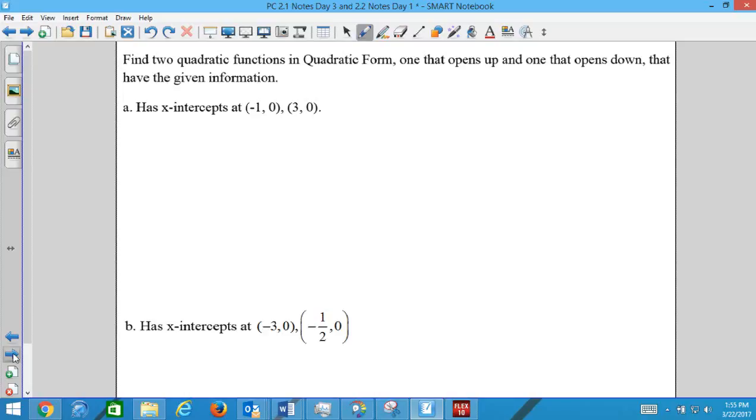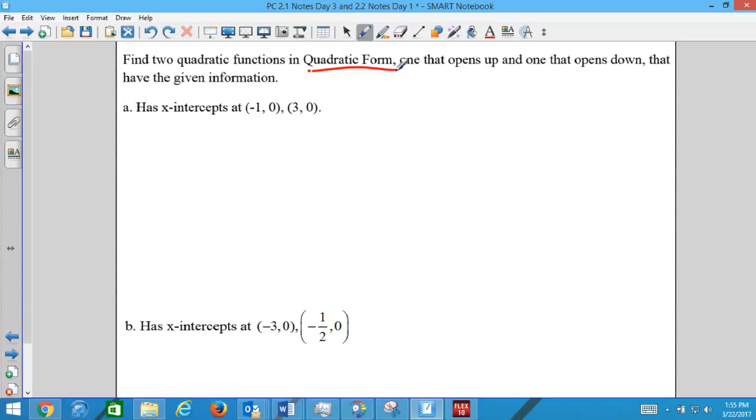Okay, the last two examples from 2-1, we'll leave a little tiny bit of 2-2 still today, but for 2-1, the last two examples, we're now going to write the equation in quadratic form. One opens up and one opens down, so we're writing two of them that have the given information. Here it says it has the x-intercepts. Instead of solving to find the x-intercepts, we have the x-intercepts, and we're going to work our way back up to unsolve it, I guess.